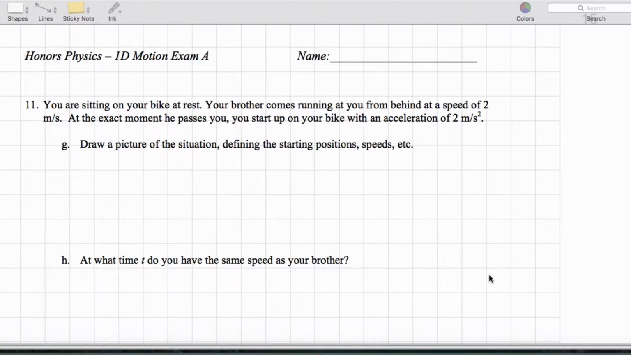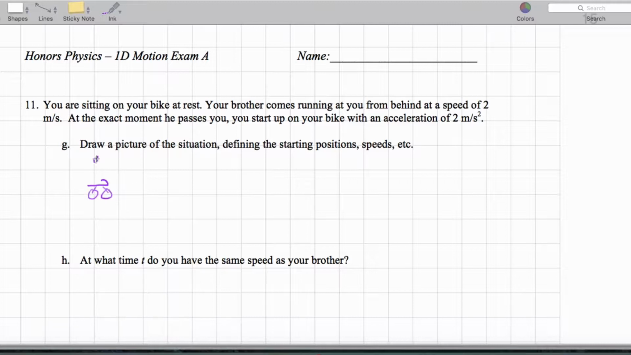All right, number 11. We're sitting on a bike at rest, and my brother comes running up behind at a speed of 2 meters per second. I start my bike, and let's just draw a picture of the situation. So here I am on my bike. This is going to be a really bad drawing. So here's my attempt at drawing a bike.